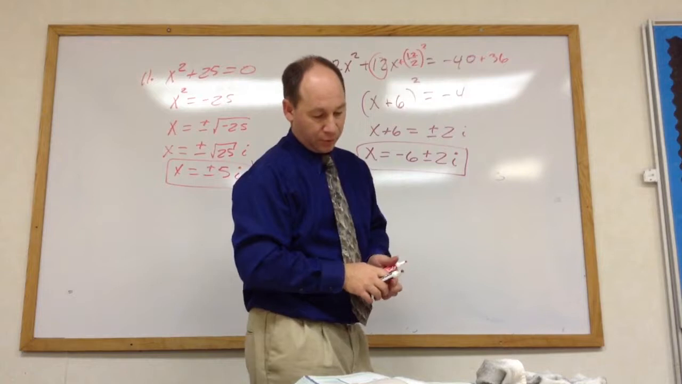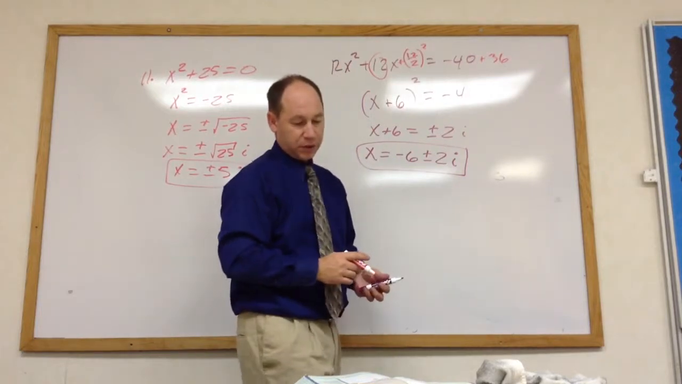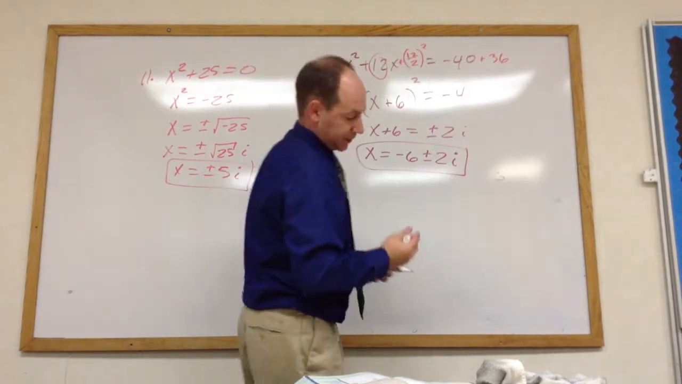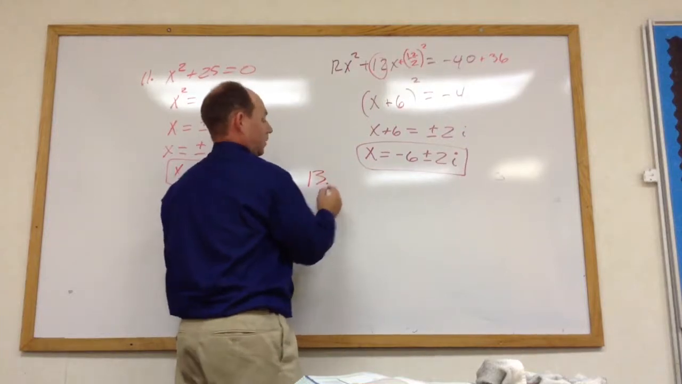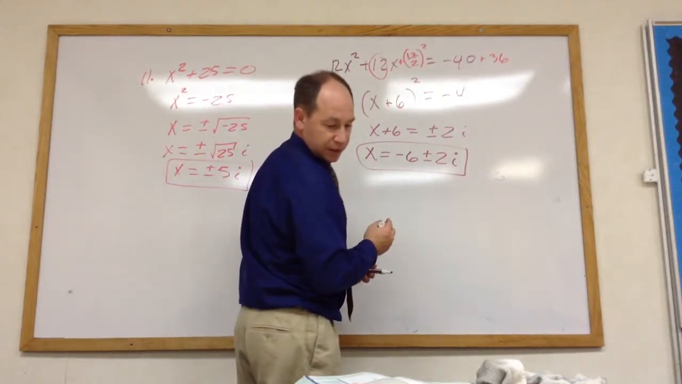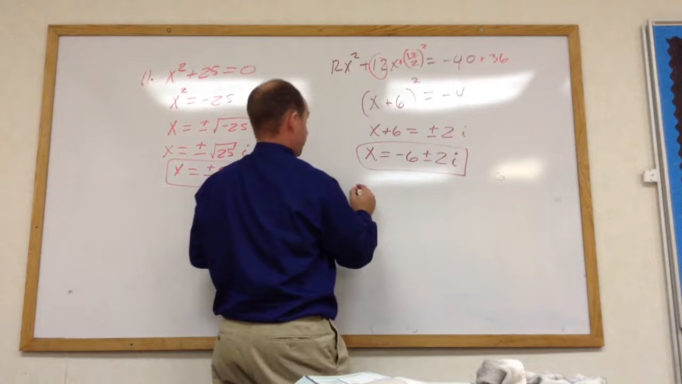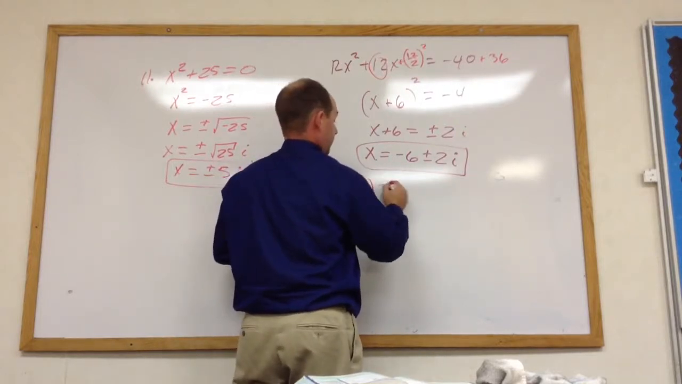For 13, write this in vertex form, and then identify its vertex. So for 13, a very similar problem would be to use completing the square again.